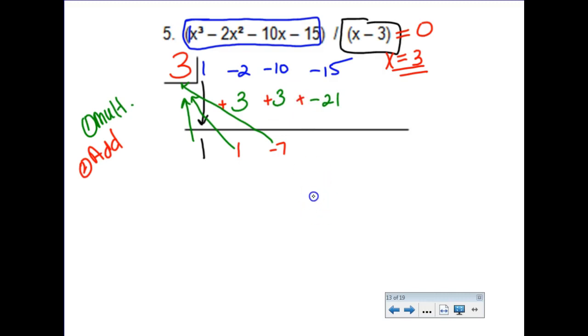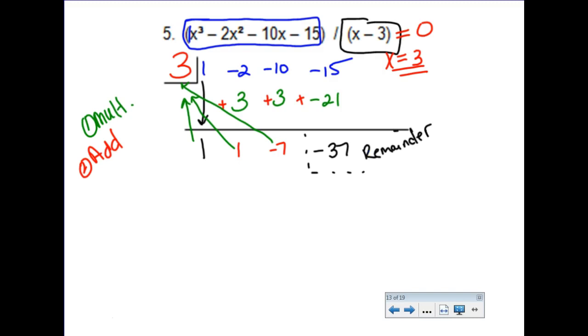I feel like I messed up somewhere. 1, -2, -10, -15, 1, 3, 2, 1, 3, -7, 21. I don't know. I don't think I messed up anymore, but I don't remember that answer. That's the only reason I was wondering. -37. All right, anywho, when you do synthetic division, the last number you get here, this is the remainder.